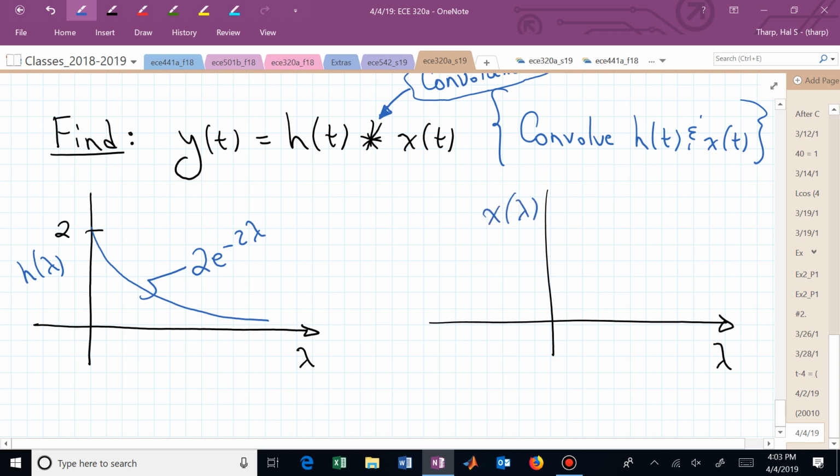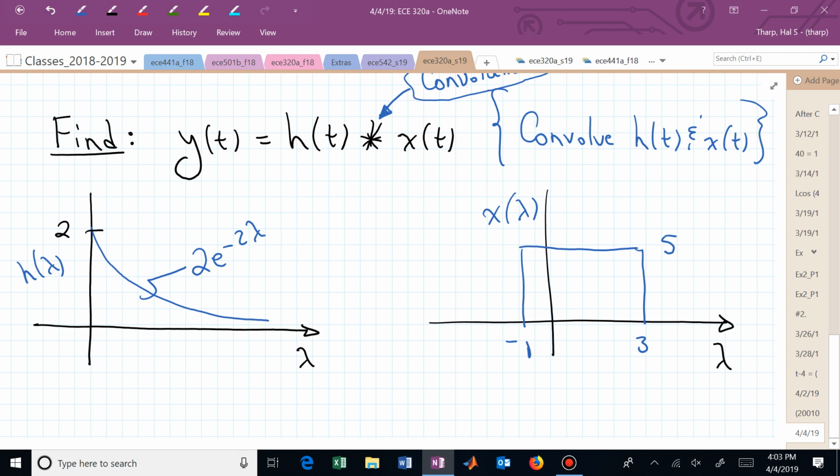And my heights are not going to probably be consistent, but let me just say this is now 5. This is now minus 1, and this is 3, and that has an amplitude of 5. That's x of lambda, based on what x of t was when it was given to me.